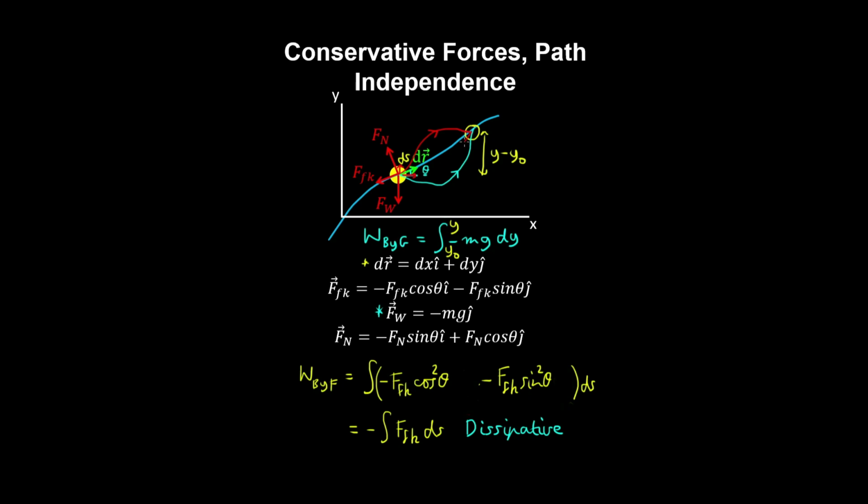So therefore, if the particle returns back to its original position along a different path, then the work integral for the gravitational force over a closed path is 0. So therefore we say that the gravitational force is a conservative force, or it does not dissipate energy.